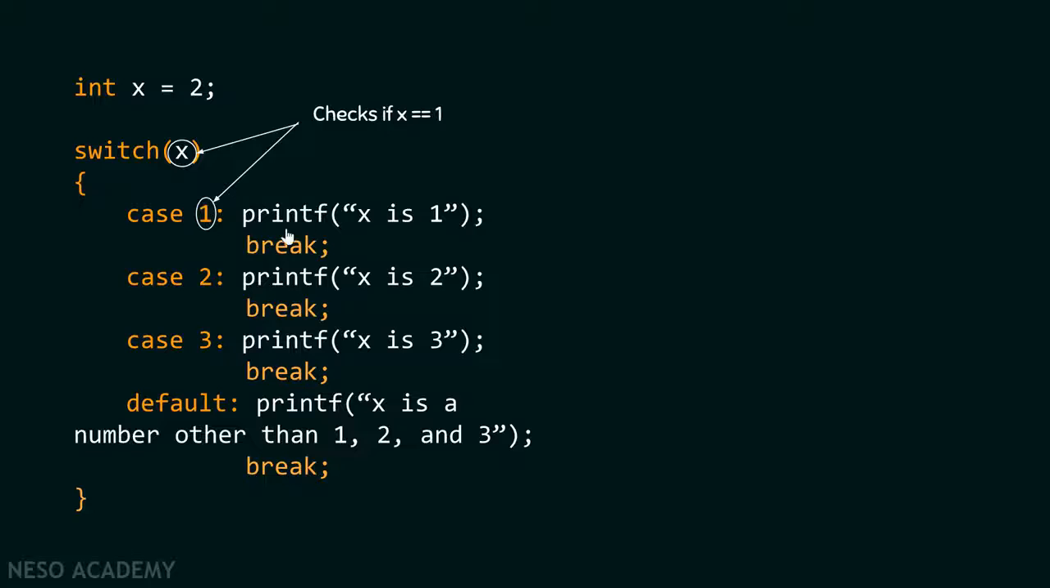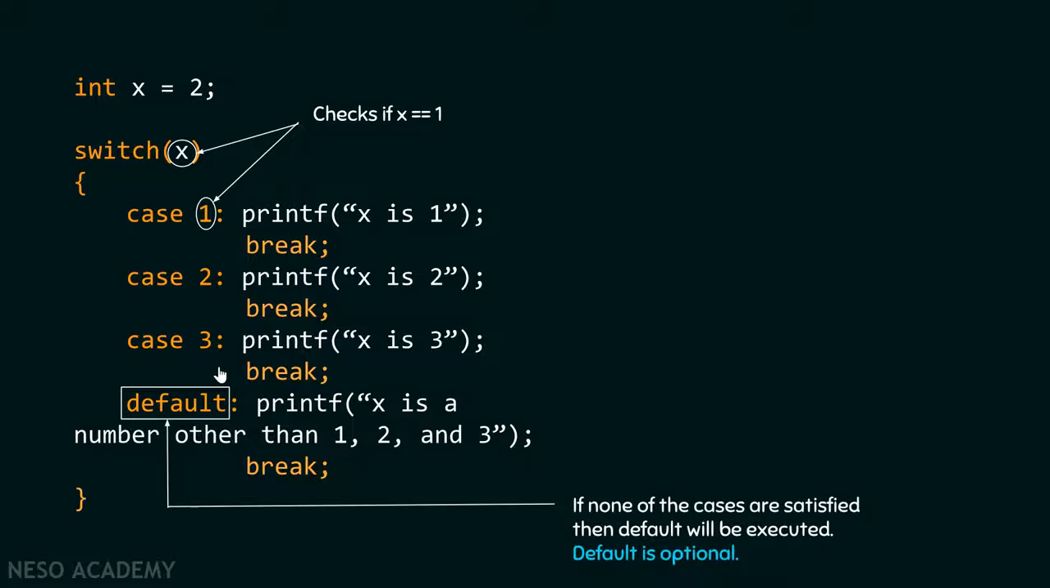If x is 1, then simply this printf function will get evaluated. Otherwise, if x is not 1, then it checks if x is equals to 2 or not. If x is 2, then this printf function will get evaluated and so on. Now if suppose none of the cases are satisfied, then the default statement will get executed. Now please remember that default is optional. It is not necessary to add this default statement. If x is not equals to 1, 2 and 3, then simply default will get evaluated and the statement corresponding to that default, that is this printf function, will get evaluated.